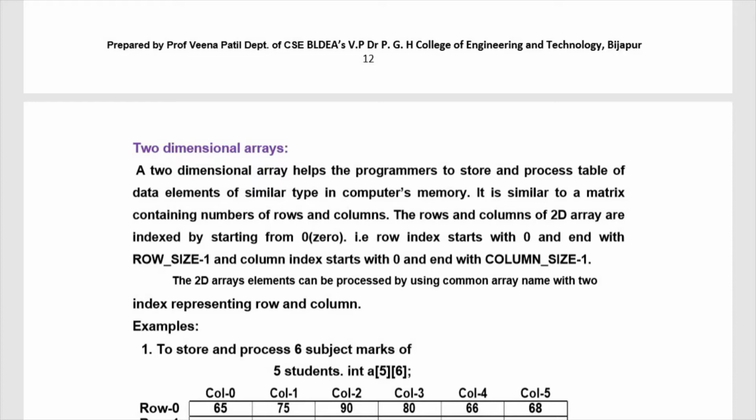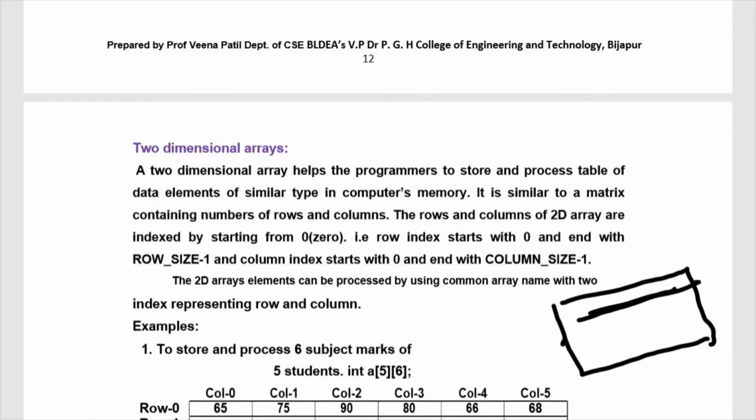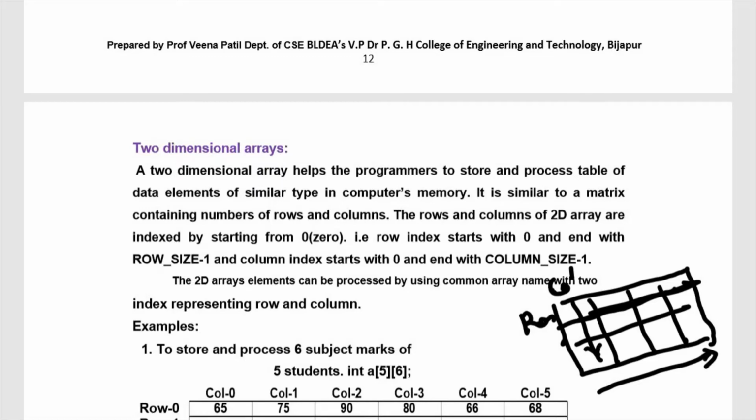So it means a two-dimensional array helps us to access values that can be stored in the form of a table. In a table we have rows and columns. So these we call rows, and these are columns. Usually in a table we store the values in this form.